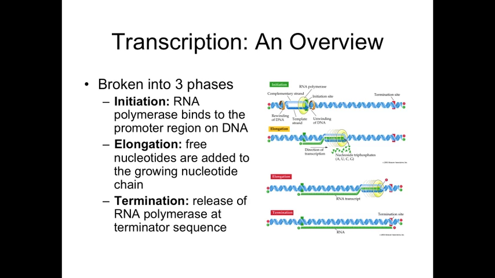If we think of this all logically, it's pretty easy to understand. During the initiation phase, we need to get the RNA polymerase to bind to the promoter region on the DNA, get to the start site, and then in elongation, we start adding free nucleotides to the growing nucleotide chain. Once we get to the end, there'll be a termination sequence. This is where RNA polymerase is released and the RNA molecule is released so that it can go on to translation. The image here on the right might be a useful one to come back to as you try to understand each of these phases of transcription.